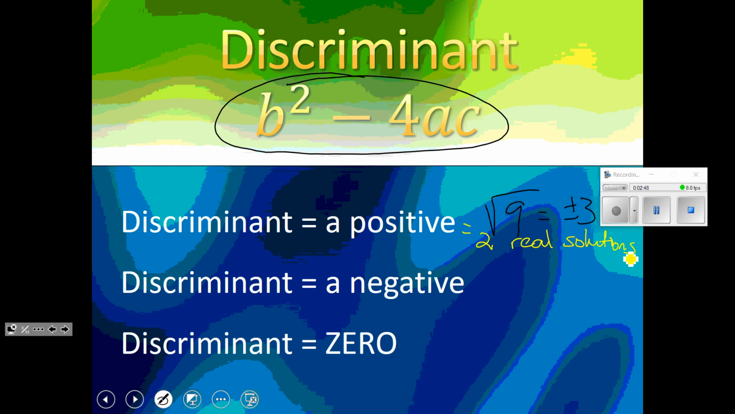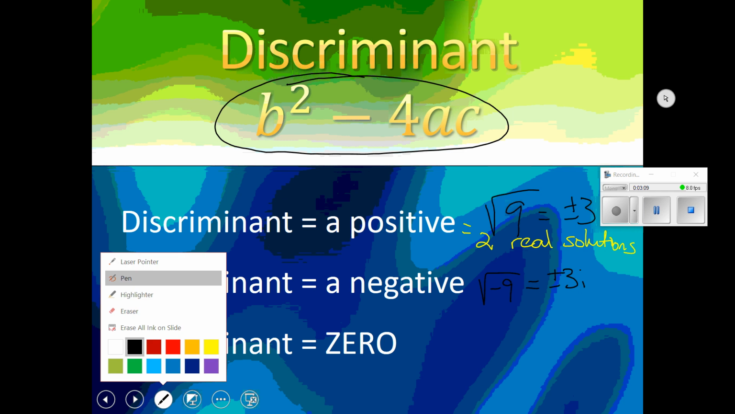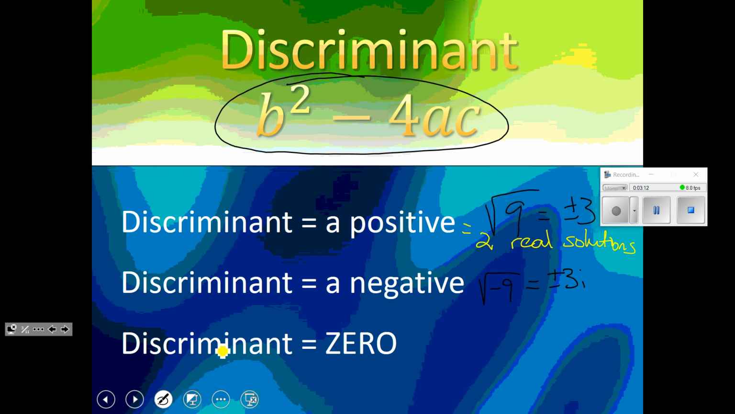If the discriminant is a negative, like for example, let's say the square root of negative 9. Well, we know the square root of a negative is non-real. That's imaginary. That's going to be plus or minus 3i. And so that's going to give me an inclination that if the b squared minus 4ac is a negative, that's going to give me two imaginary solutions. Because if you take the square root of a negative, you'll get an i, an imaginary number. Okay, and there's going to be two of them because one's plus, one's minus.